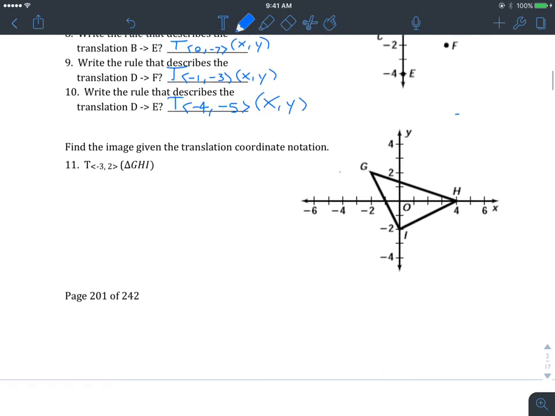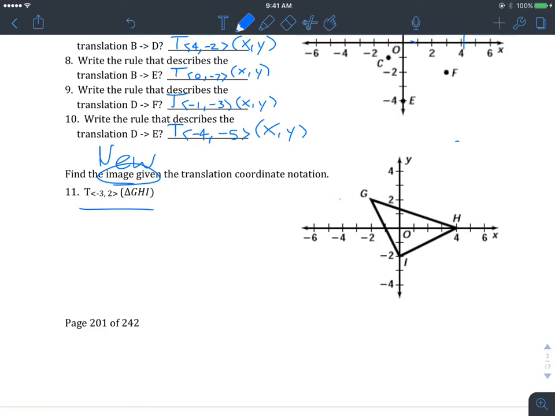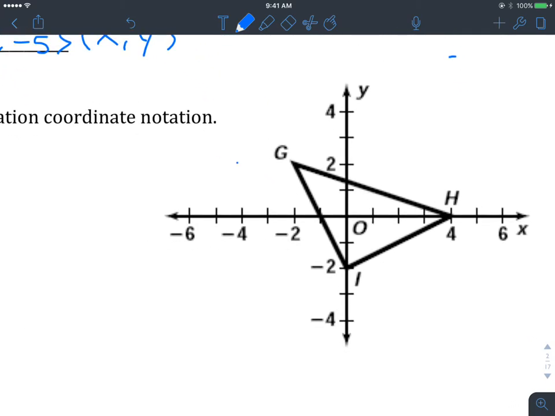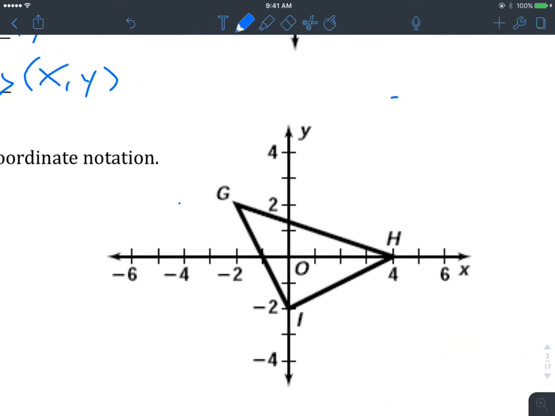All right, let's see what we got here. Graph or find the image. So find the new image, given the translation and coordinate notation there. So we're going to take this figure right here, and then we're going to do all of the stuff there. So let's do this here, (-3, 2). That means you're actually going left 3, and then you're going to go up 2 with each of the points.